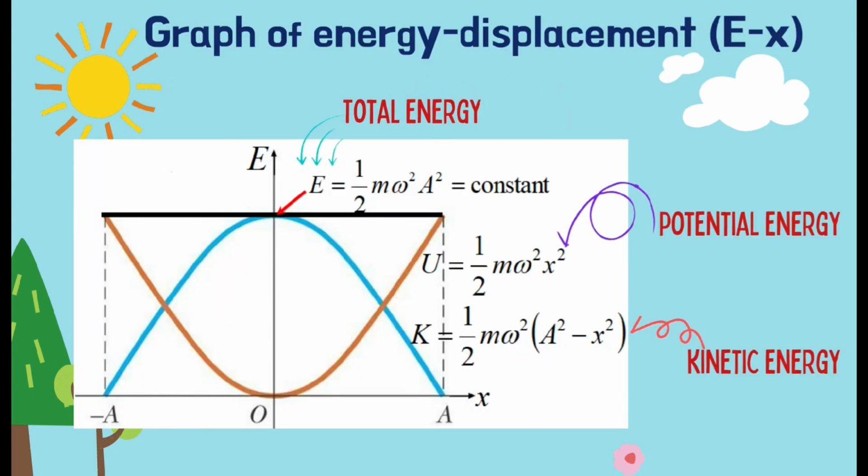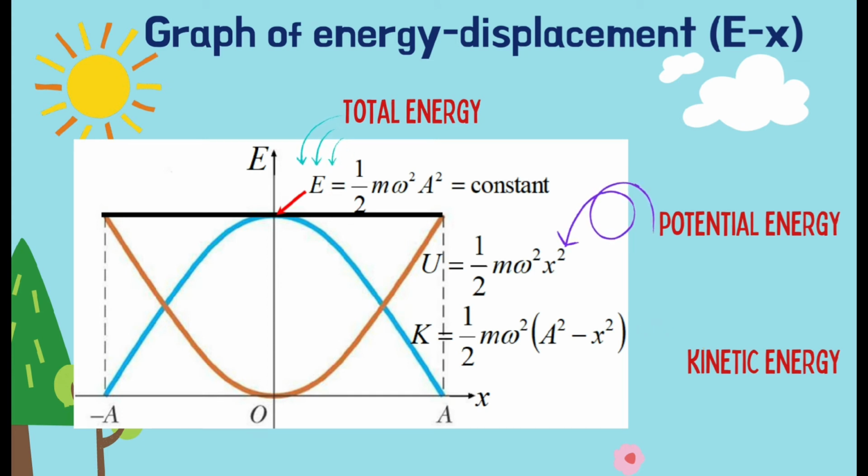The next graph is graph of energy displacement, or E-x graph. And from this graph, we can find out the total energy, potential energy, and kinetic energy. The kinetic energy graph is referring to this blue graph. And from this kinetic energy graph, we can find out that at equilibrium position, the kinetic energy is maximum, but at amplitude, kinetic energy is equal to 0.